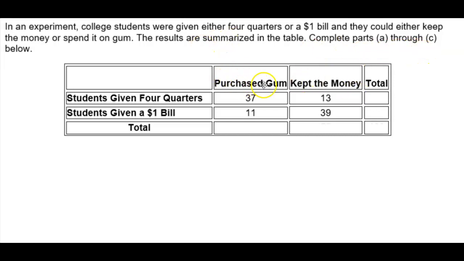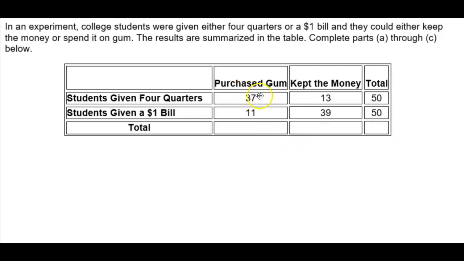If we take a look at the first column, this is the students that purchased gum, 37 and then 11, kept the money, 13 and 39. The first row, students given 4 quarters. The second row, students given a dollar bill. Students that were given 4 quarters, you're taking 37 plus 13, and that gives us a total of 50. Students given a $1 bill is 11 plus 39, which gives you 50.